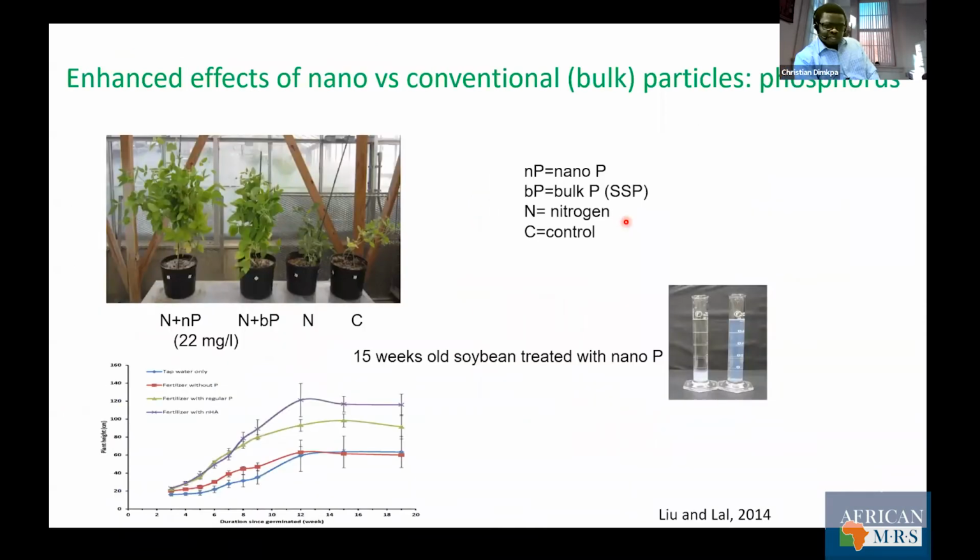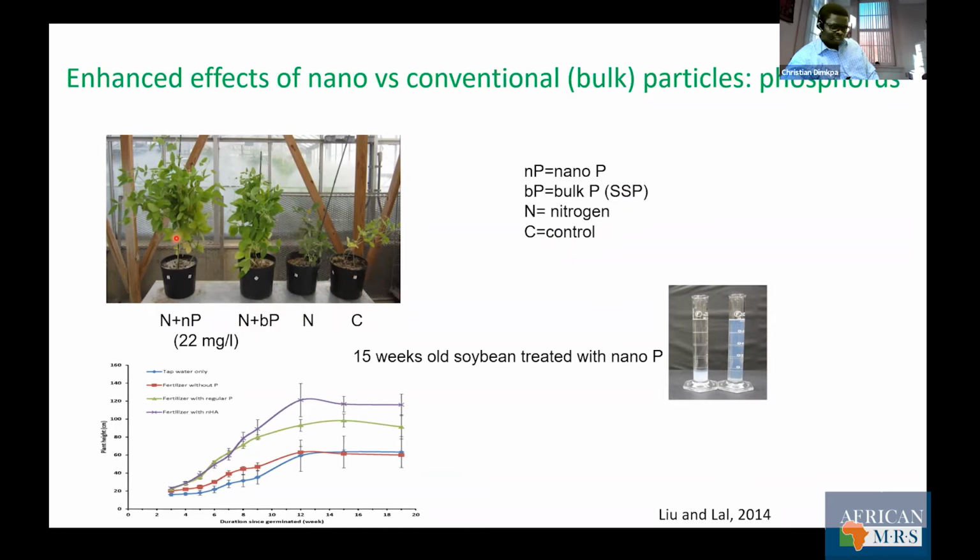Same effect was found with nanophosphorus. Here, this was the other nanomaterial, nanophosphorus, I showed in the last slide. They used this material and treated soybean that are 15 weeks old, and this is what you find here. This treatment here is nitrogen plus the nanophosphorus at 22 milligrams per liter. And this is nitrogen plus the normal phosphorus, which is a single superphosphate. This is nitrogen alone, and this is control alone.